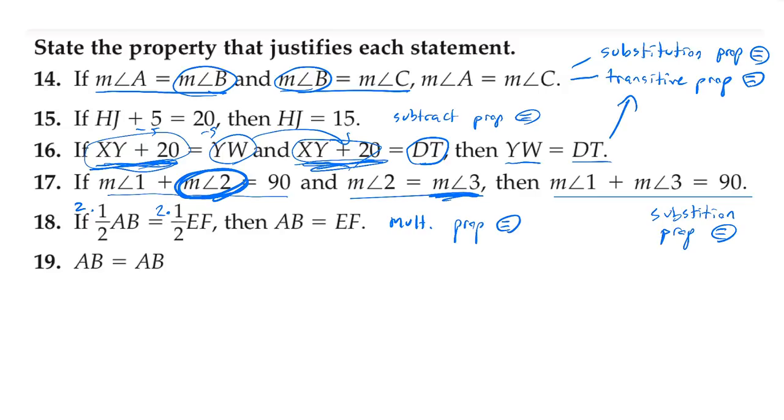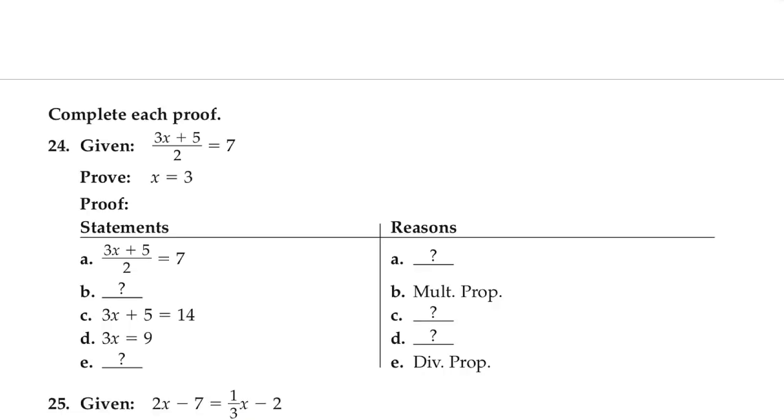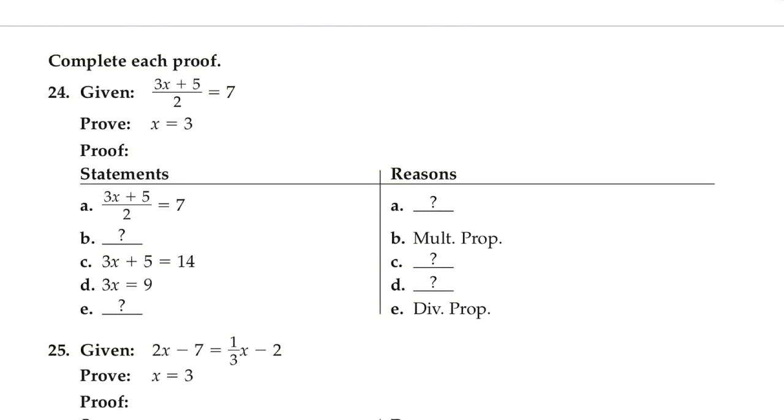And the last one, what lets us say AB is equal to AB? So again, this is that property that we're not going to use a lot for algebra, but 100% we're going to use it later on in this course with congruence. That's the reflexive property of equality, which says any number is equal to itself. 7 is equal to 7. That's the reflexive property. Okay, so let's complete these proofs.